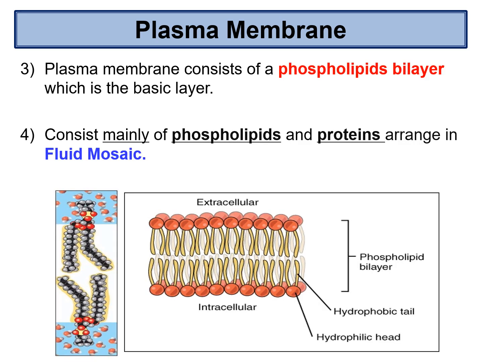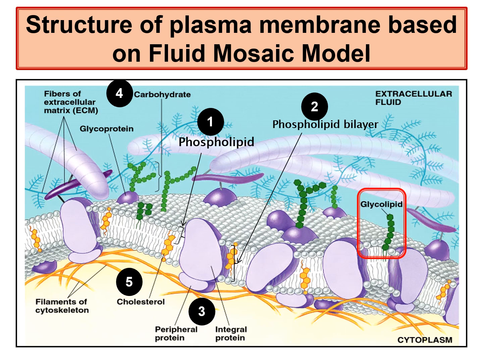The plasma membrane consists of a phospholipid bilayer, and as I have mentioned earlier, the main components of the fluid mosaic model showing the cell membrane are phospholipids and protein. The diagram shows the fluid mosaic model, which is also the structure of the plasma membrane or cell membrane. You can see that the plasma membrane is composed of a phospholipid bilayer because it is made of two layers of phospholipid.